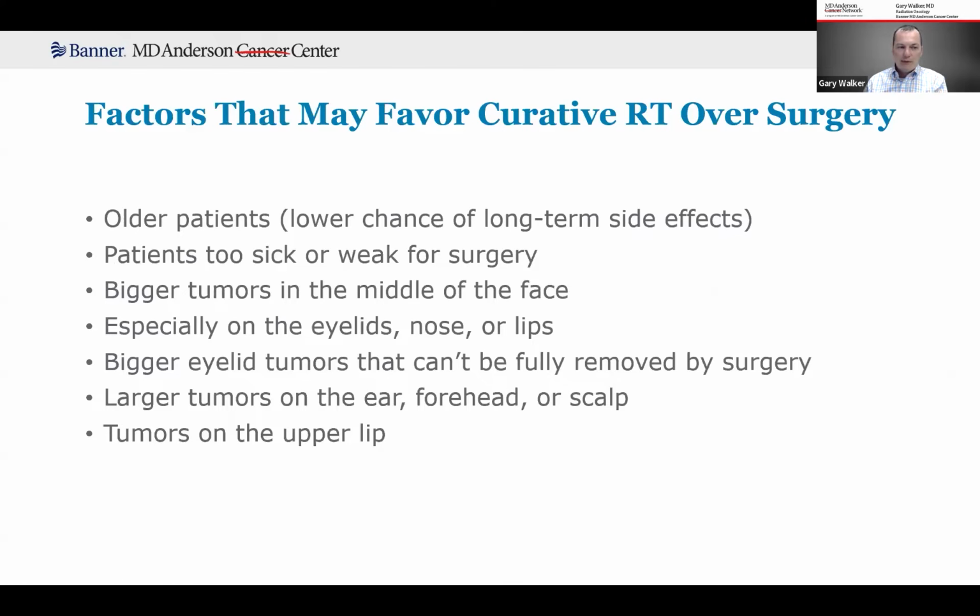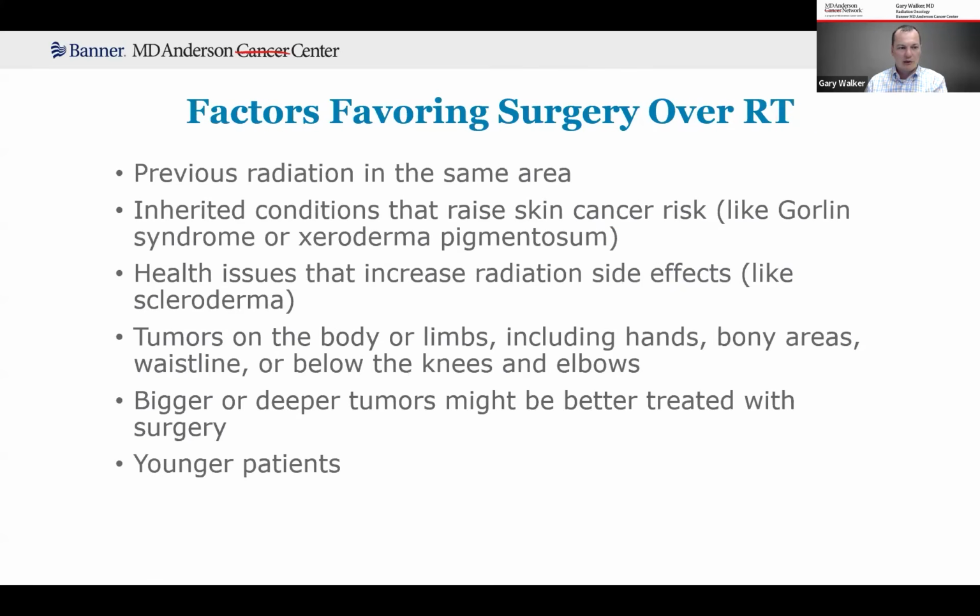So I'm not a surgeon, so I really can just talk about the radiation, but we typically favor radiation therapy over surgery in patients that are older, maybe they're too sick or weak for surgery, if they have bigger tumors, particularly in the central part of the face that could have a lot of disfigurement from surgery, if they're close or on the eyelids, nose, or lips, if they would have trouble removing it fully by surgery. Also, we can consider it for scalp, forehead, ear. And so these are common indications for radiation therapy.